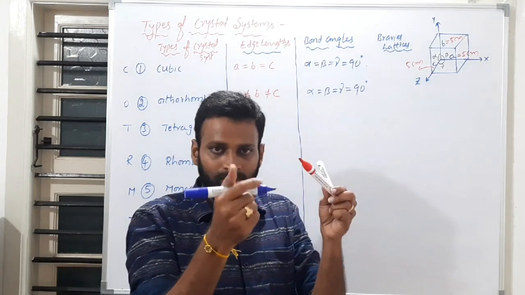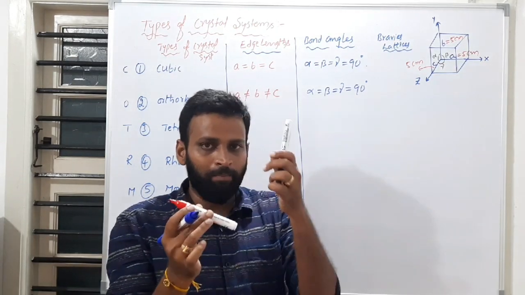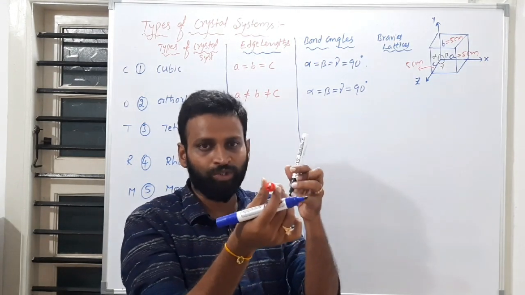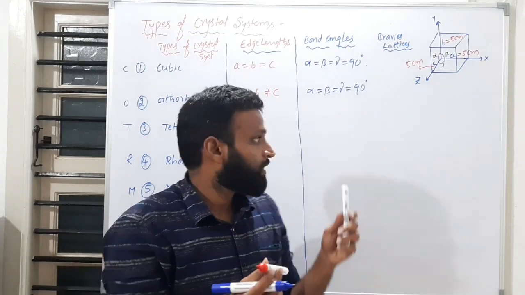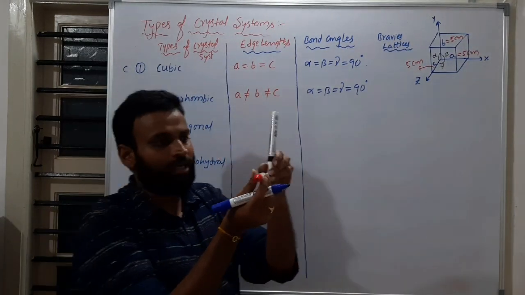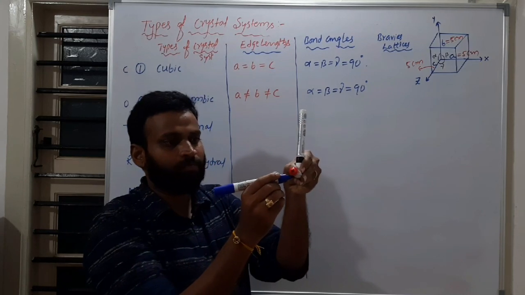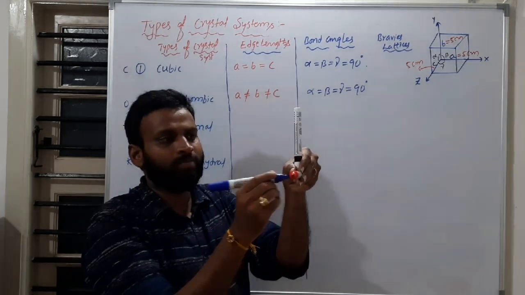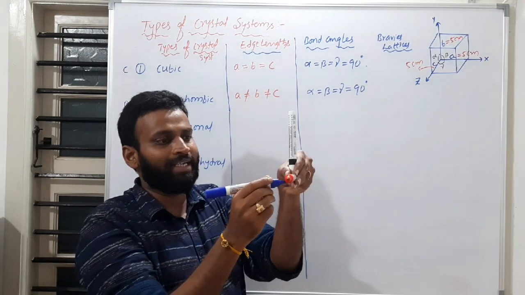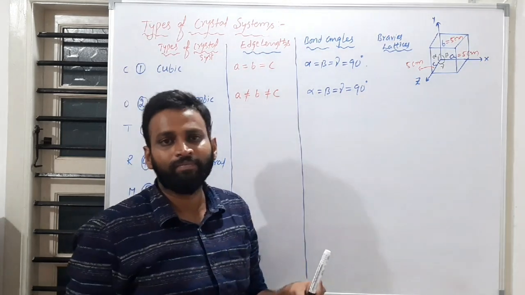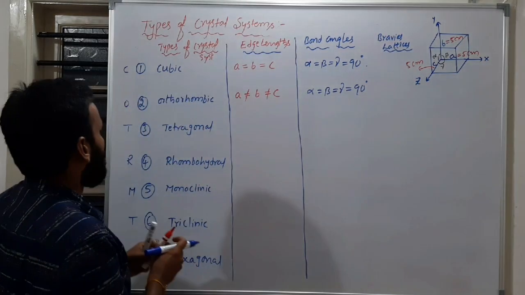A is different. A is blue color, remember? B is black color. Red is towards you, red color. Okay? So these three are different like this. I'm showing. Getting what I'm saying? But bond angle is 90 degrees. Here to here is 90. So that is about orthorhombic.